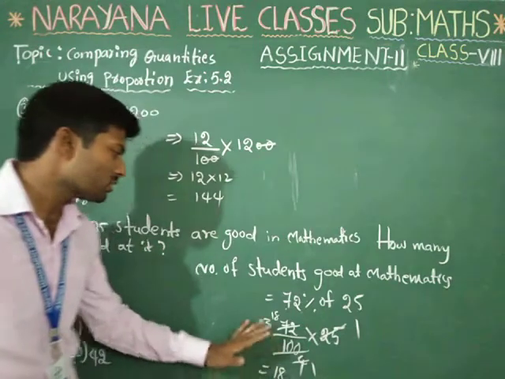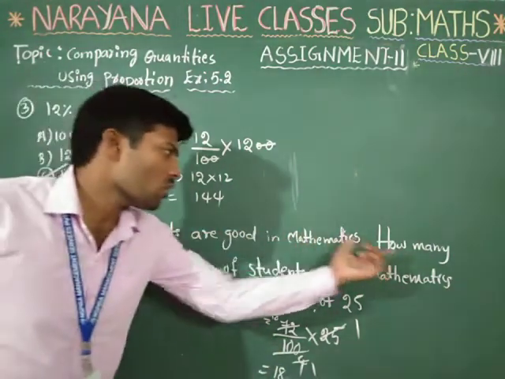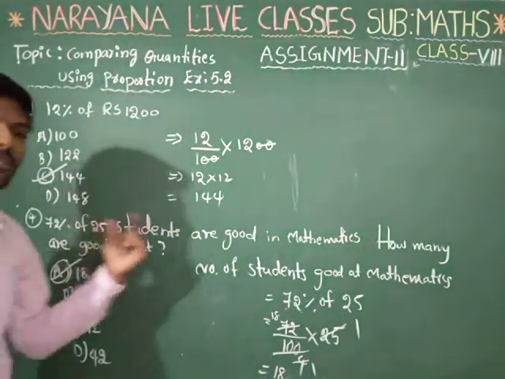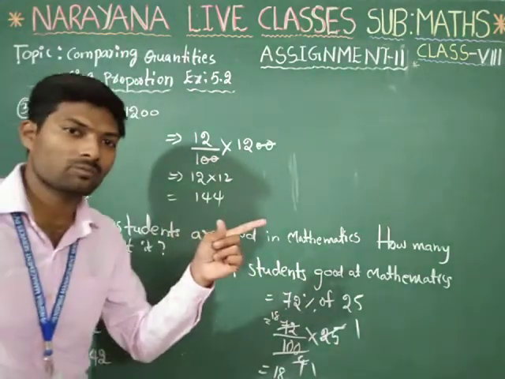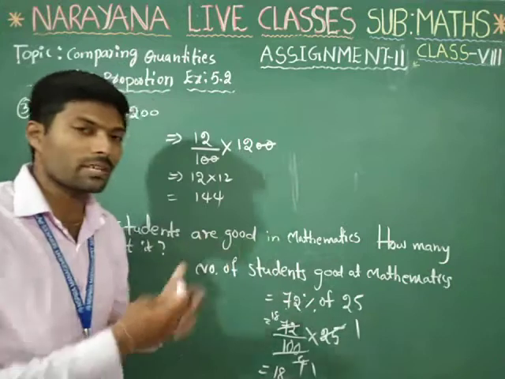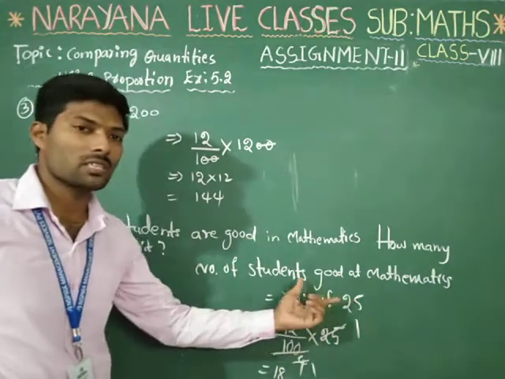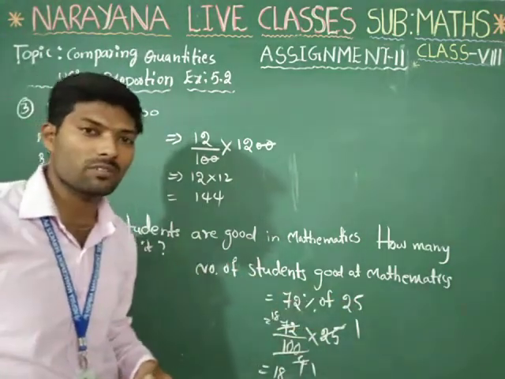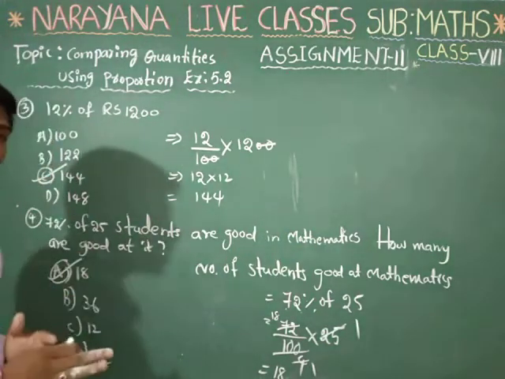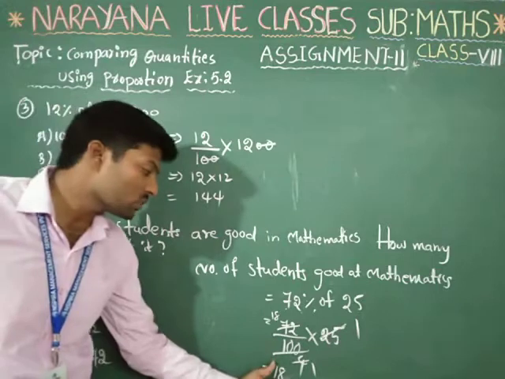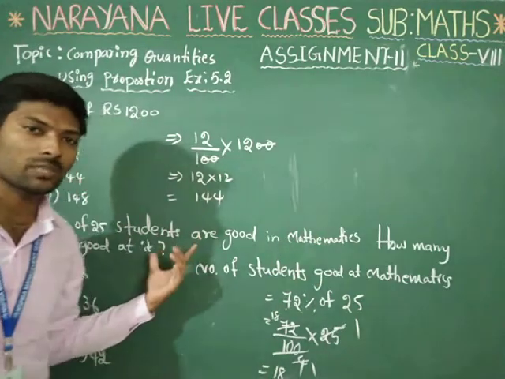Next, for example, if the question is how many students are not good at the subject, the total students are 25, out of which 18 are good. You have to subtract 18 from 25. Yes, 25 minus 18 will become 7. That 7 is nothing but the number of students who are not good at the subject. 18 students are good at the subject mathematics.